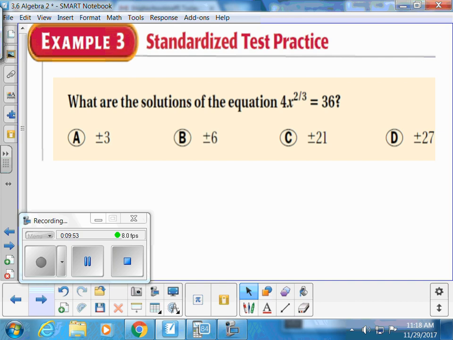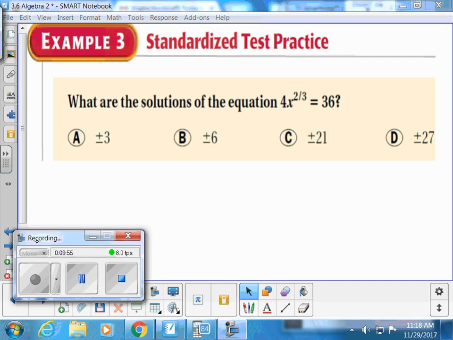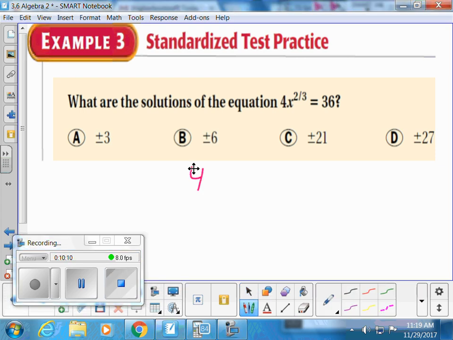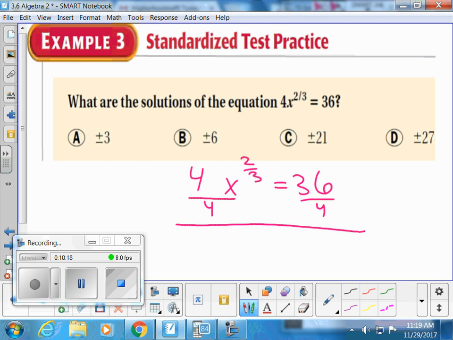Right, here's our next problem. Go ahead and write it down. Let's do this one together. So our first step is going to be dividing both sides by 4. So divide by 4 and divide by 4. That would give you x to the 2/3 equals 9.